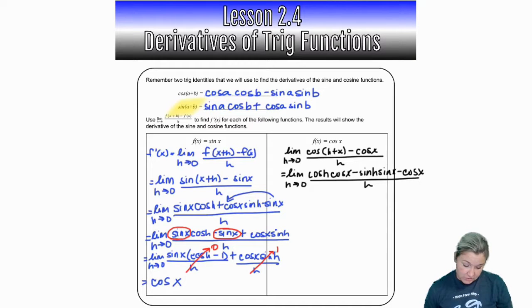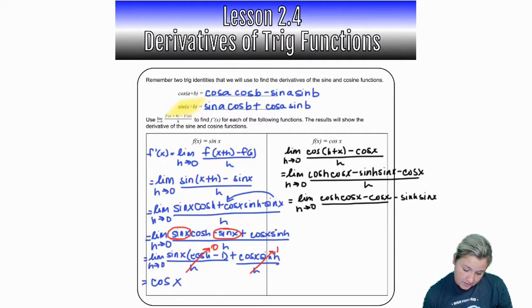So again, I'm going to do some rewriting. So that's going to be the limit as h approaches 0 of cosine h cosine x minus cosine x minus sine h sine x.